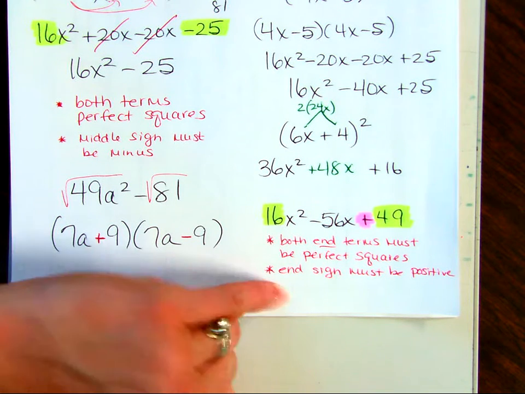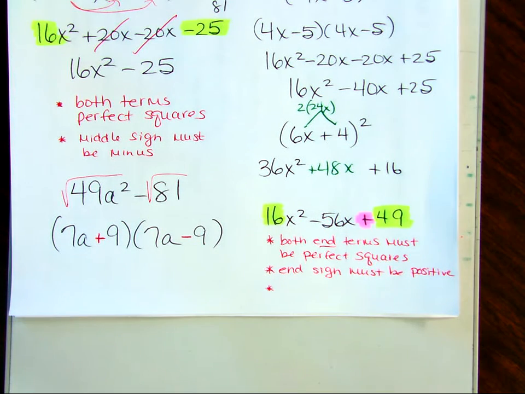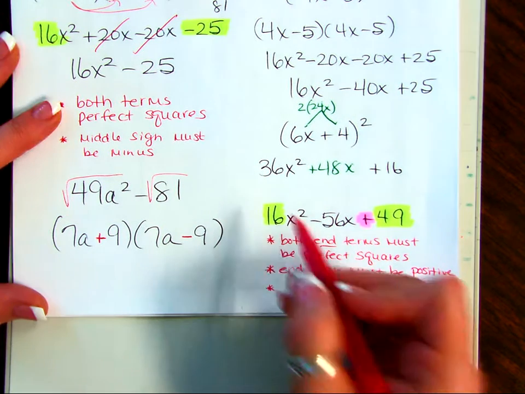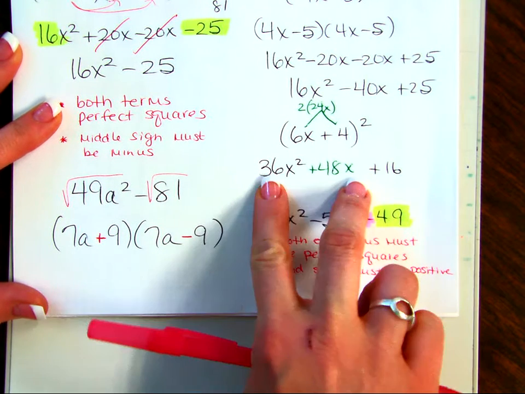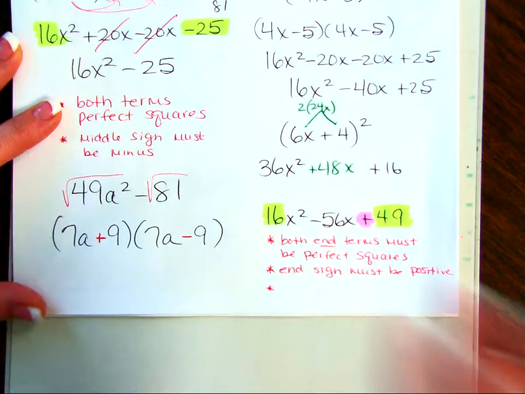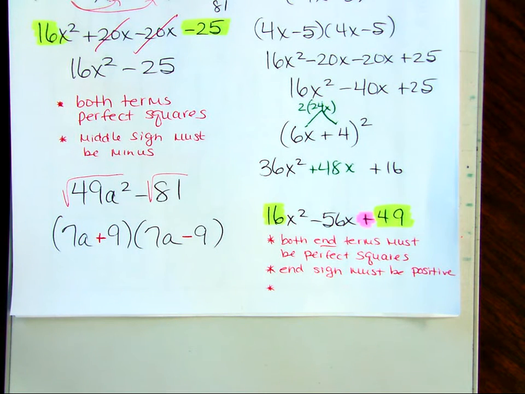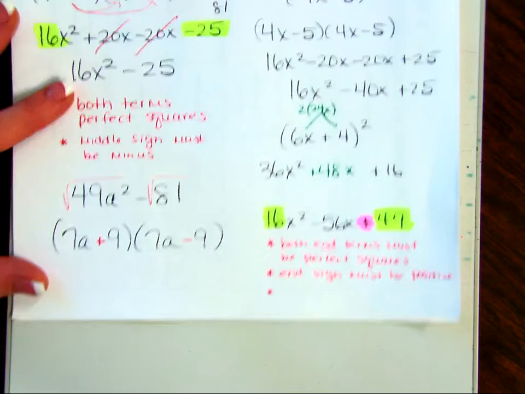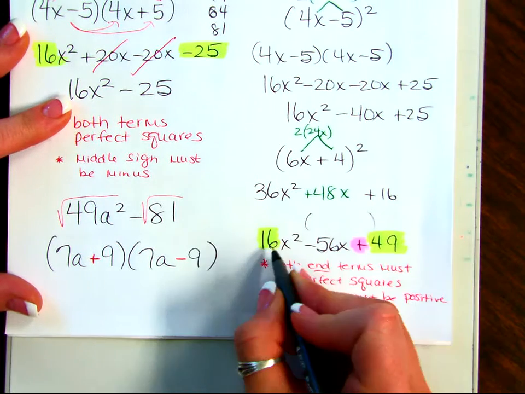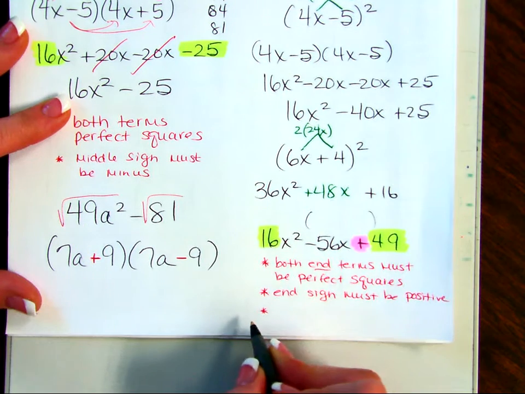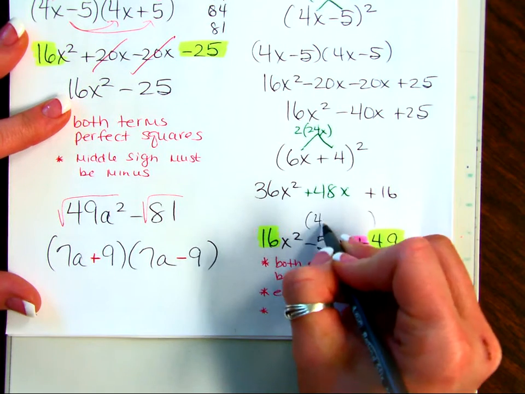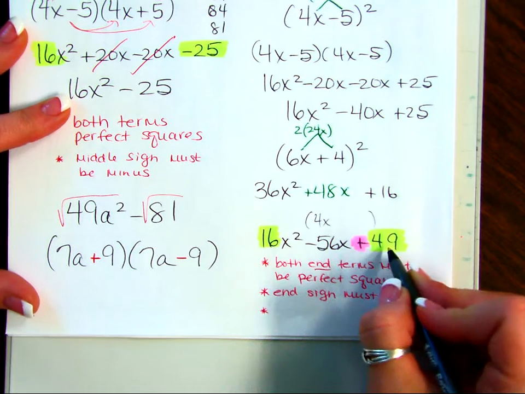Okay, so watch. Because that 56, I don't know if that's right. How do you figure out if you're right? You take the square roots of each of these, you multiply them together and double them. So take the square root, multiply them, double them. Watch what I mean by that. The square root of 16x to the second is? The square root of 49 is?